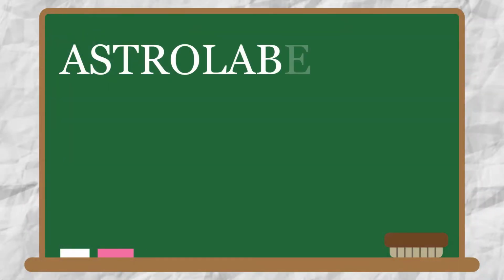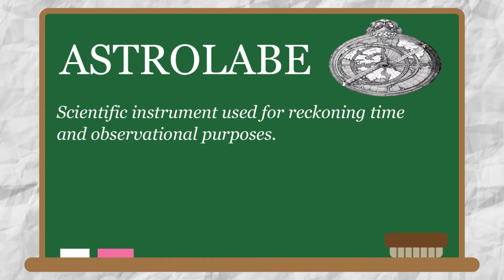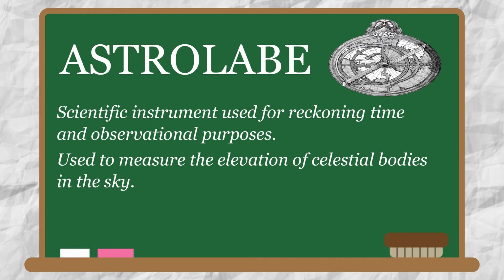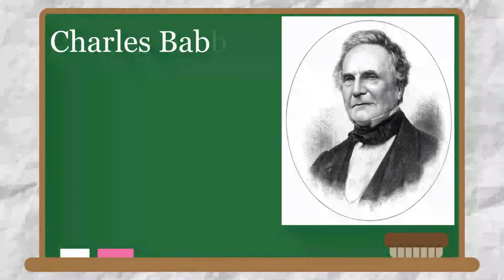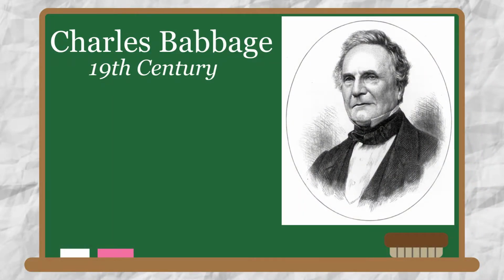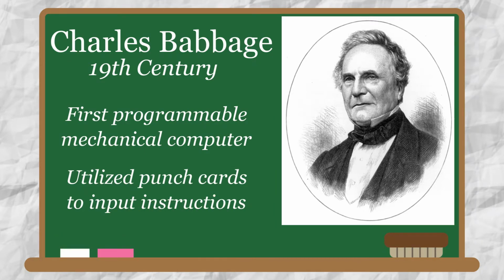Another calculator from the past is the astrolabe. It is an early scientific instrument used for reckoning time and for observational purposes, used to measure the elevation of celestial bodies in the sky. The earliest known reference was from around the 2nd century BCE in the Hellenistic civilization. In the 19th century, Charles Babbage conceptualized the first programmable mechanical computer. His design utilized punch cards to input instructions that the machine would carry out.